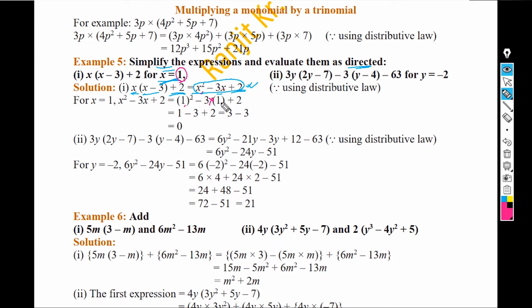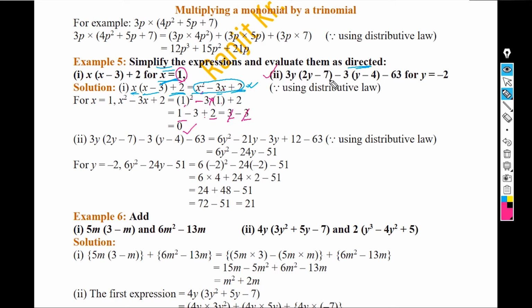3 into 1 plus 2. 1 square is 1. Here minus sign is in between that. Then it is minus 3 and plus 2. Then addition using BODMAS. 1 plus 2 is 3 and minus 3. Positive 3, negative 3 cancels, becomes 0. Then students, similarly you have to solve this second part.